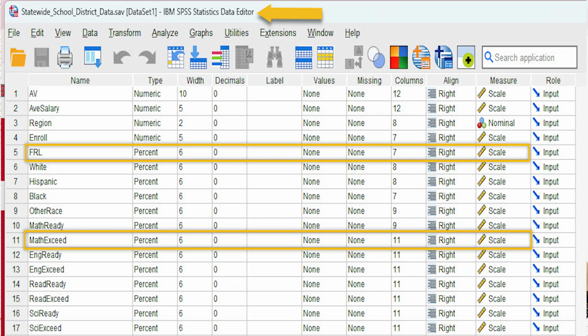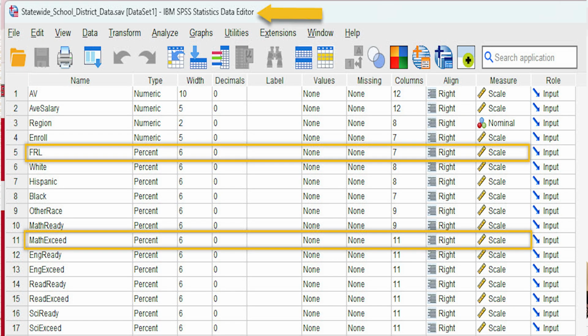Those two variables are math exceed, see it here, and FRL. FRL represents free reduced lunch. There we go. So we have a few steps in this process.